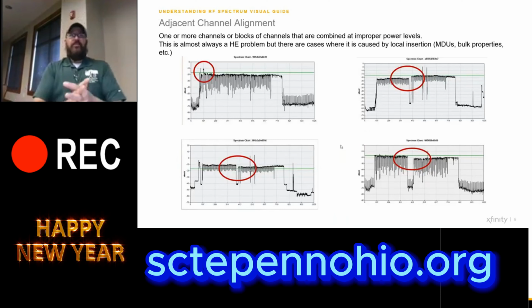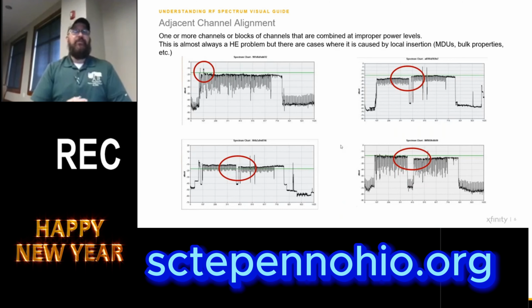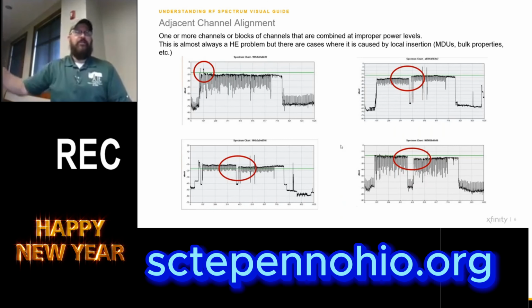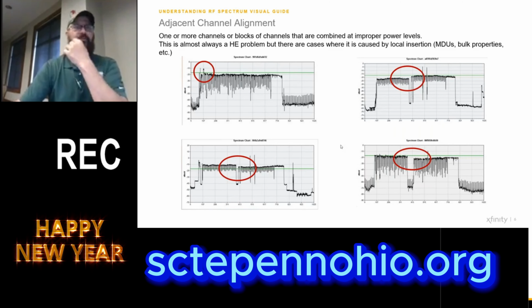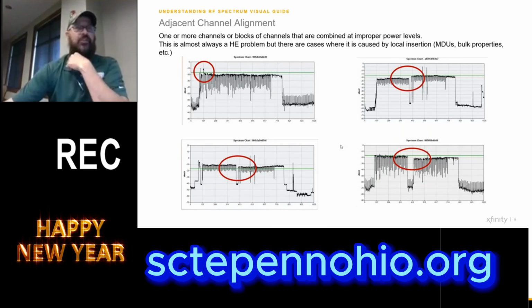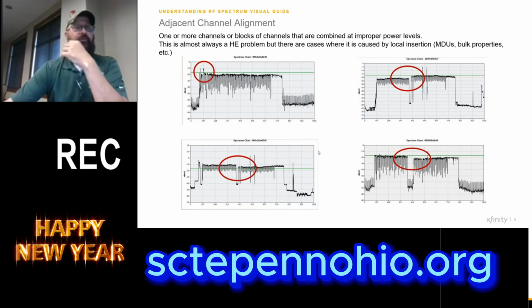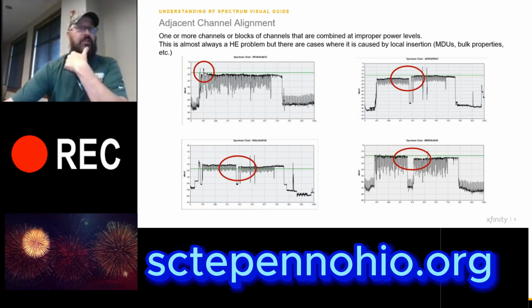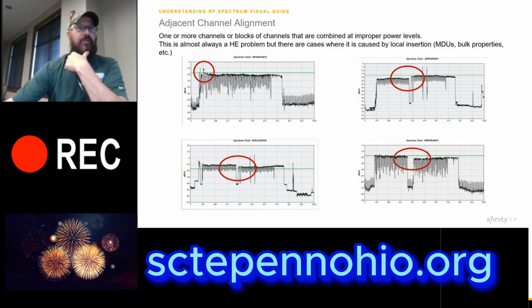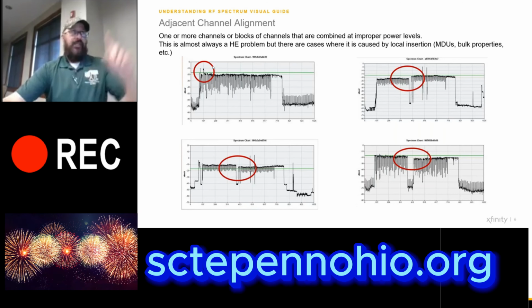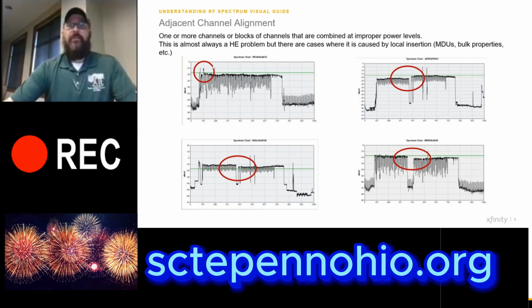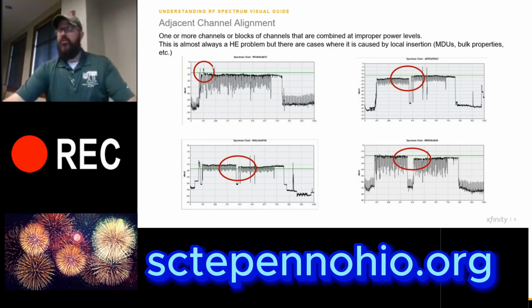Okay, so let's start talking about the different types of impairments that tools like this can help us define. The first one we'll talk about is an adjacent channel alignment. So there are several different examples of this. You can see here in the low portion of the spectrum, right around 107 megahertz, there's a channel that's just sticking out. A lot of times we see that with local insertions.